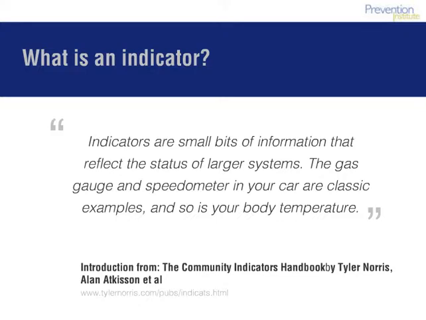So what are indicators? Here's an easy-to-understand definition. An indicator is a small bit of information that reflects the status of larger systems. The gas gauge and speedometer are classic examples, and so is body temperature. The term indicator can mean one or more pieces of information or data that provide useful information about the current status of something. Taken at different points in time, indicators can also be used to show trends or progress.